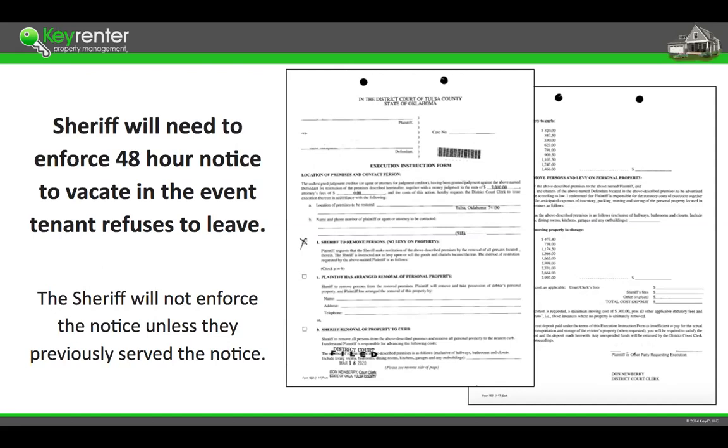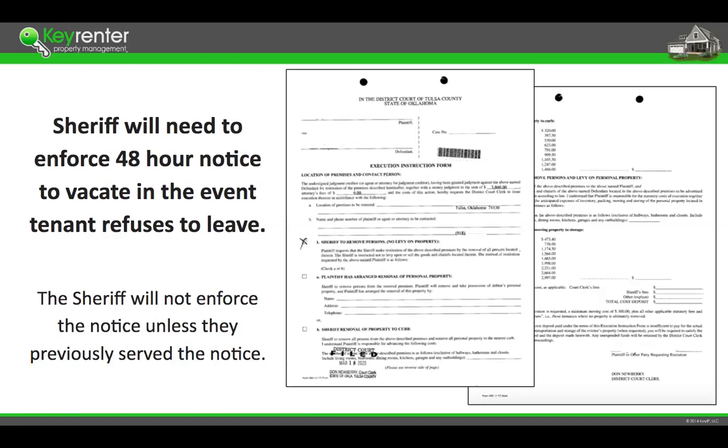If things are dangerous, you don't want to be a hero here, and you don't want to end up walking into a property where somebody is unstable mentally or otherwise because they're being kicked out. But at the same time, the sheriff won't enforce the notice unless they previously served the notice. So you cannot say, I want a private process server to serve the notice, and then when things get ugly, call the sheriff. The sheriff will then need to go back and serve the 48-hour notice themselves, so that they can do the lockout. So that's super important to realize.